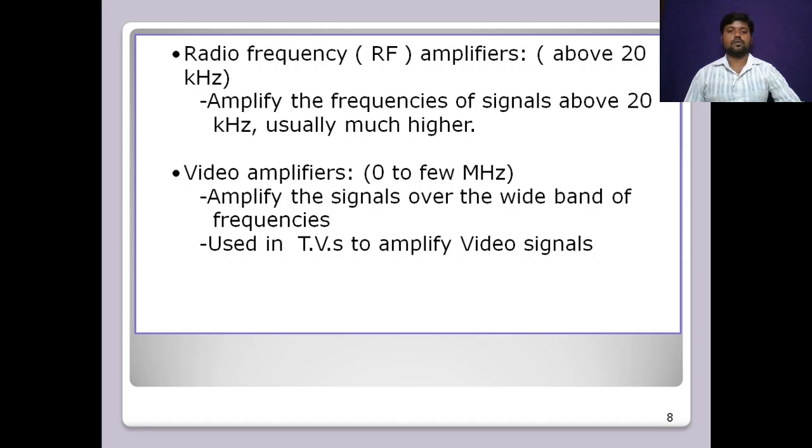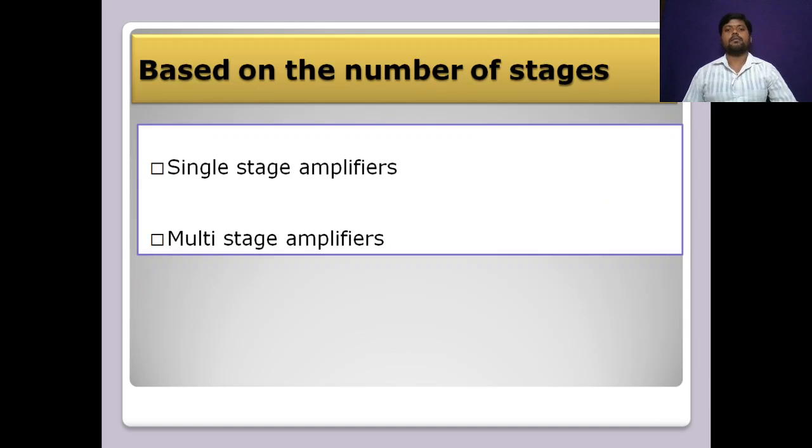As we know, the video signal frequency range is very high, up to megahertz. So these amplify signals over a wide range of frequencies and are used to amplify video signals in televisions, where we watch videos. So video frequency amplifiers are used in television systems. And next, the classification of amplifiers based on the number of stages.